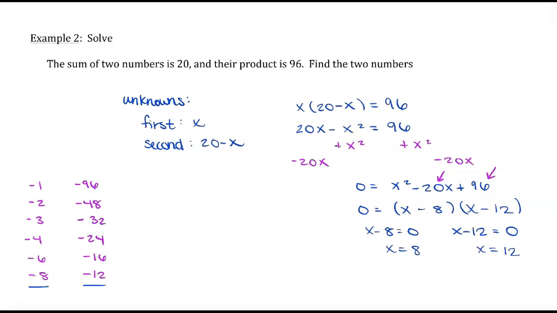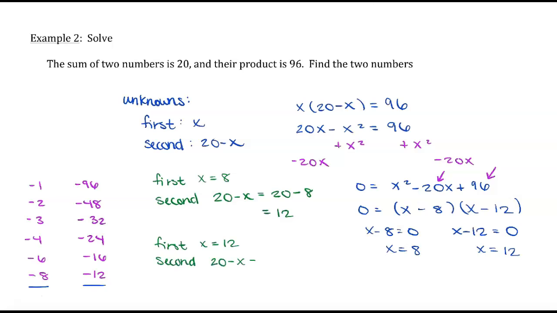Let's first try out our situation with x equal to 8. If the first number is 8, then the second number is 20 minus 8, or positive 12. If instead we let the first number, x, equal 12, then the second number is 20 minus 12, or positive 8. Either way, we find out that the two numbers are positive 8 and positive 12. They have a sum of 20 and a product of 96.